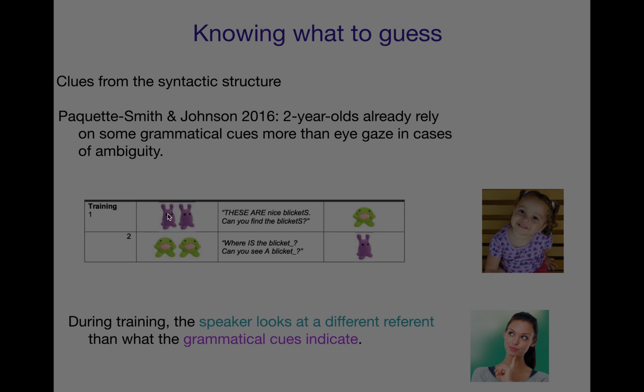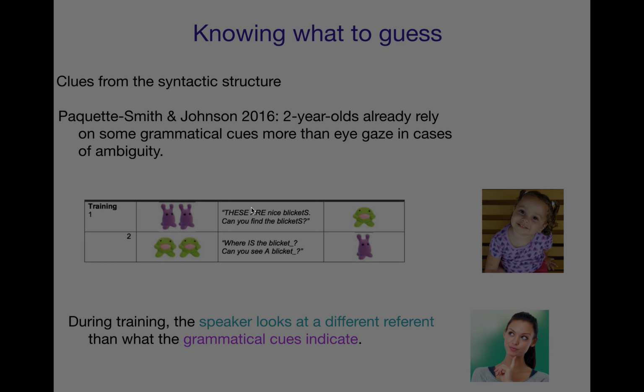During training, you would see two pictures, a picture of two little purple guys or one little green guy. And what they would say are, these are nice blickets. Can you find the blickets? And for an adult, even though we have no idea what a blicket is, the fact that we have these are and the S on the end of the word blicket says, oh, there's more than one of these things, whatever they are, and given that I have two of these guys and just one of this guy, I must be talking about these guys, right?